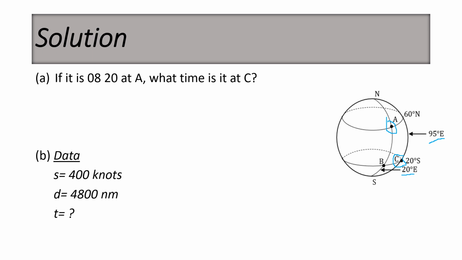To start solving this, we'll first find the angular distance, or the difference in longitudes, between A and C, since we said time is calculated using longitudes. So in this case, let's find the time difference.